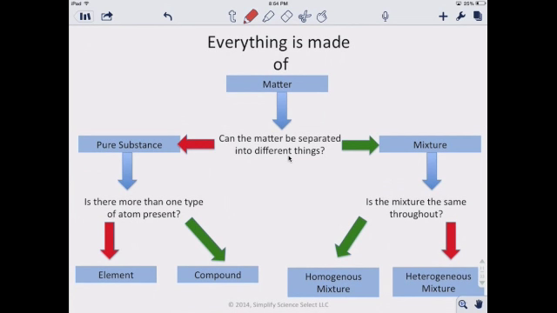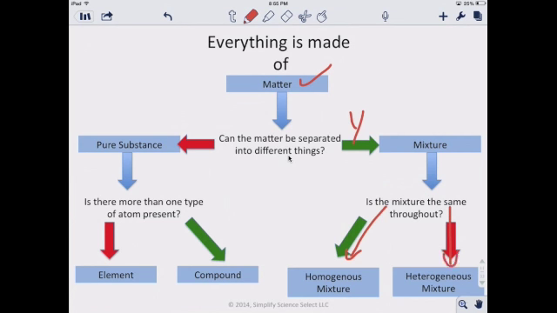Everything is made of matter. Everything that we can see, touch, hear, all that stuff, that's made of matter. Then we ask ourselves, can that matter be separated into different things? We'll go to one side. If yes, it can be separated, then we have a mixture. And we ask ourselves, is the mixture the same throughout? Can we see things floating in it? If we can't, meaning it is the same throughout, then we have our homogeneous mixture. If you do see things floating in it, it is not the same throughout, then we have our heterogeneous mixture.